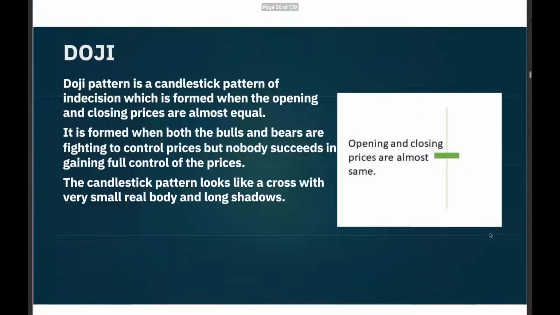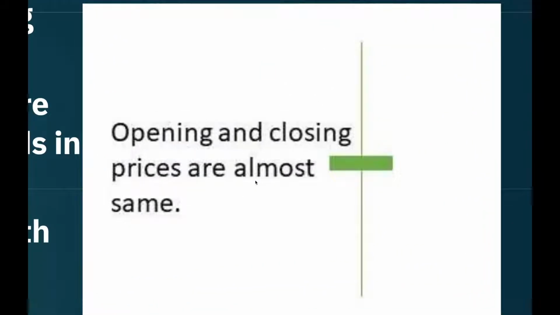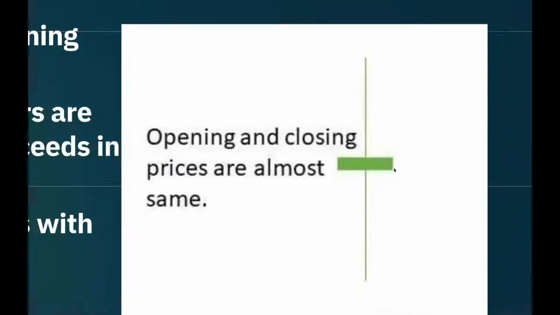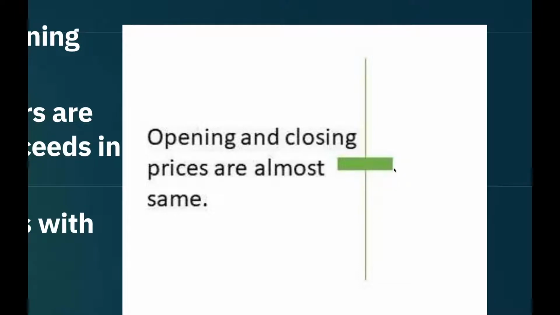Then we have a doji. A doji simply means the opening and closing prices are the same. It is just a time pass candle. So nothing happens in a doji.